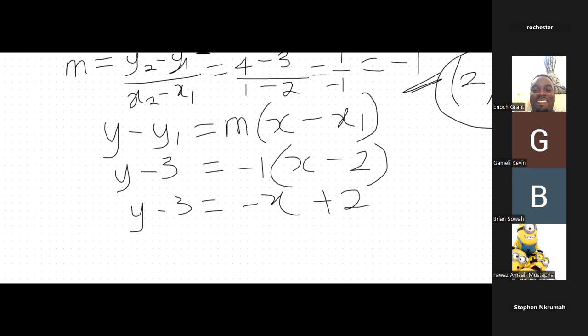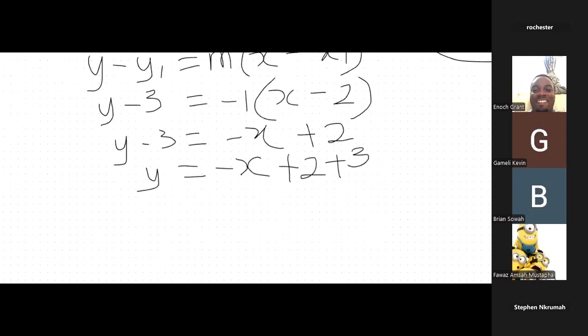Now we want to make y the subject. So y is equal to negative x plus 2, and then this minus 3 moves to the right hand side. When it crosses the equal sign, it becomes positive, so it becomes plus 3. Going further, our equation is y equals negative x plus 5.